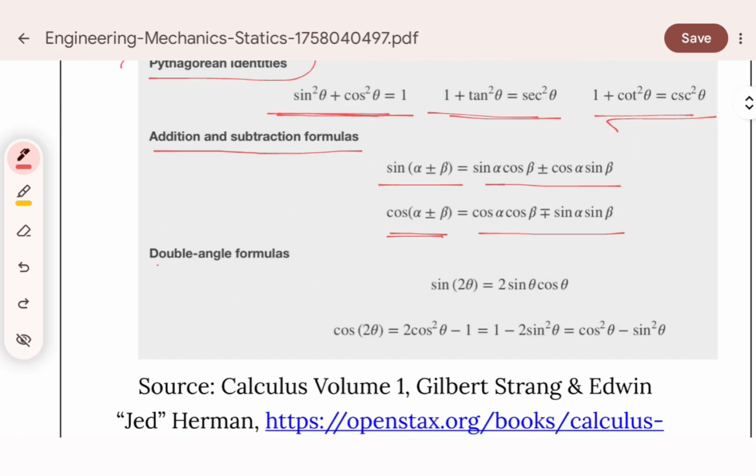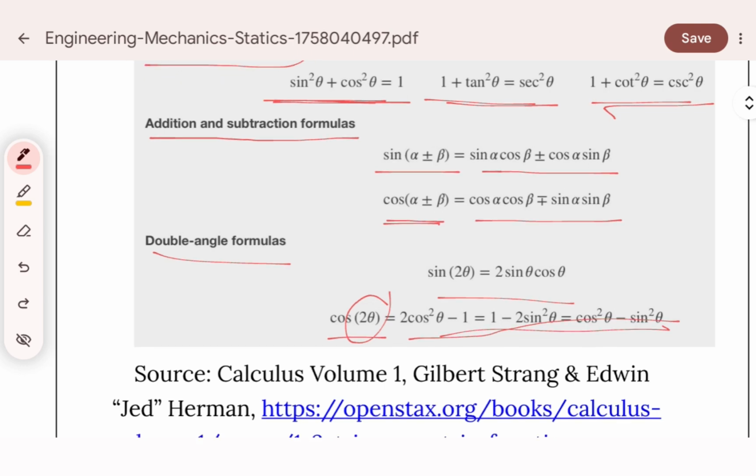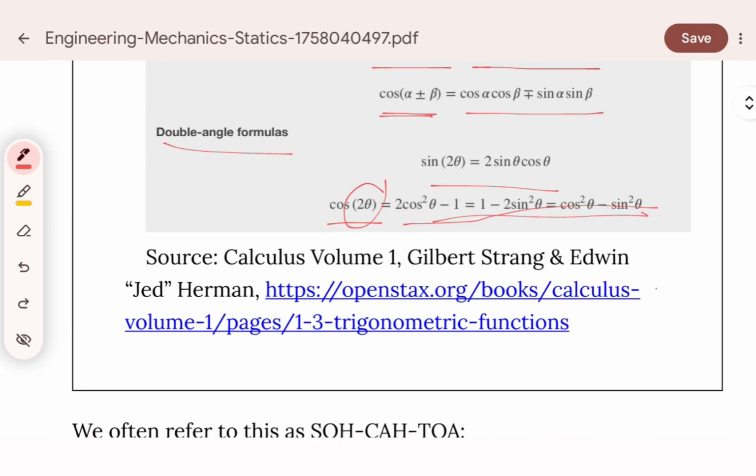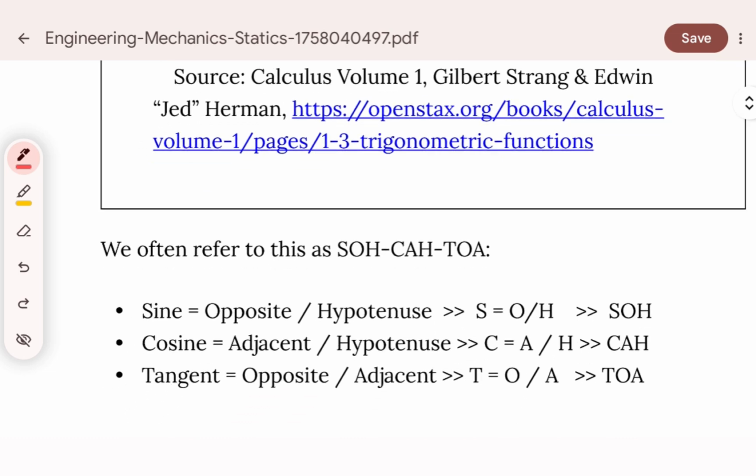Here's another one. Remember the double angle formulas? Here we have double angle, the cosine of 2 theta. That's a double angle. So what's the cosine of a double angle? This is a formula. So these formulas you need to remember. So these are shortcuts, no? Instead of deriving it yourself, if you can remember those formulas, then you can simply substitute values to the formula.